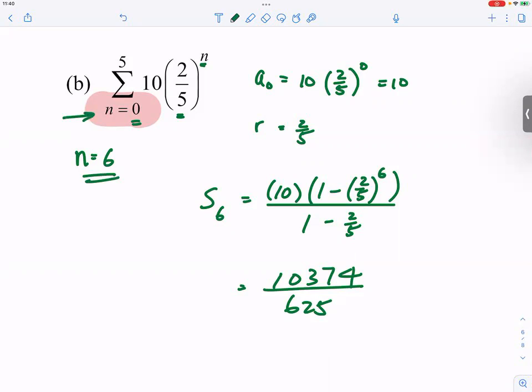So be careful to look at this. You may have 1, you may have 0. If you have 0, then you have to be more alert. You have to make sure you count things properly.